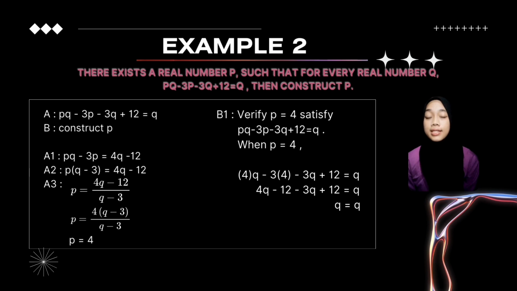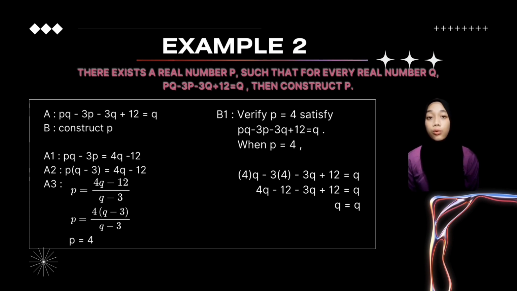The question is: there exists a real number P such that for every real number Q, PQ minus 3P minus 3Q plus 12 equals Q. Then construct P. Okay, so for A, it's going to be PQ minus 3P minus 3Q plus 12 equals Q. And for B, it's going to be construct P. Okay, first for A1, we're going to add 3Q minus 12 to both sides.